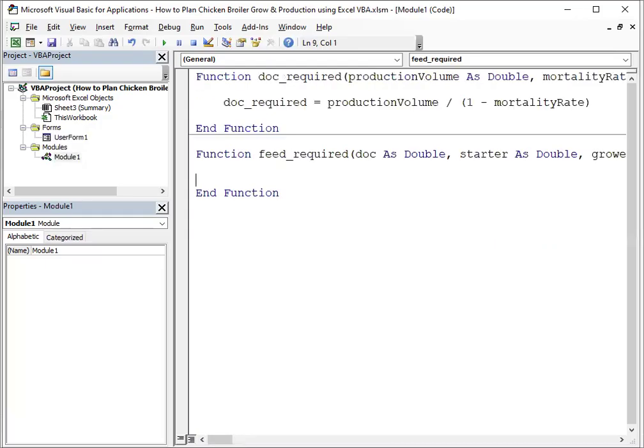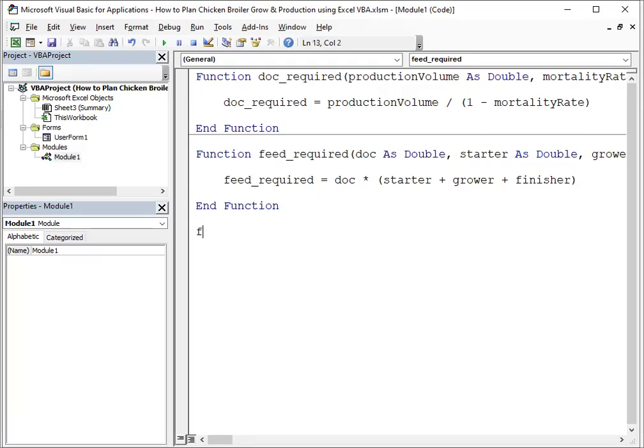Okay. So what would be our equation for this? I'm going to say feed underline required equals DOC, the day-old chicks, multiplied by the three feeds. One is the starter, plus the grower, plus the finisher. Right. So that would be it for the feed requirement.